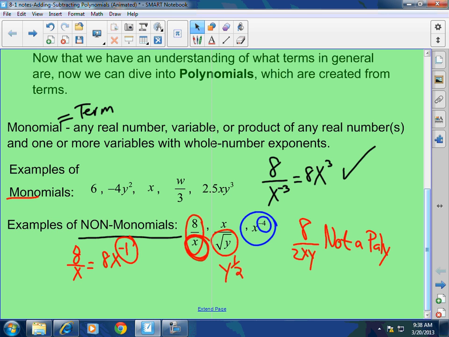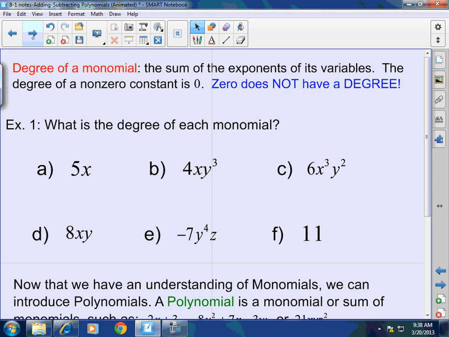Very good. So, if you have a variable with a negative exponent, not a polynomial. If you have a variable with a positive exponent in the denominator, not a polynomial. If you have a variable inside of a radical, it could be a square root, a cube root, a fifth root, inside of any radical, it is not a polynomial. Is everyone with me so far? Awesome. Okay, now, the degree of a monomial will lead later into the degree of a polynomial.